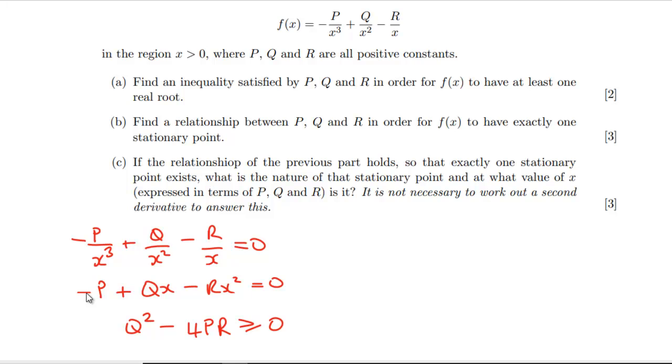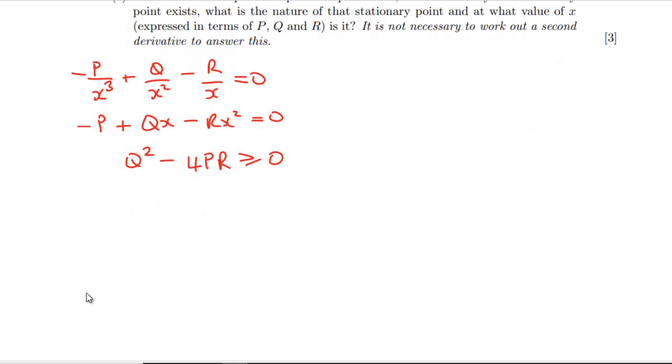Find the relationship between p, q, and r in order for f of x to have exactly 1 stationary point. Right, so f dash of x, if we differentiate, is going to be 3p, because the minus is going to go away, x to the minus 4. Then we're going to have minus 2q x to the minus 3. And then we're going to have plus r x to the minus 2. And we want one stationary point out of all of this.